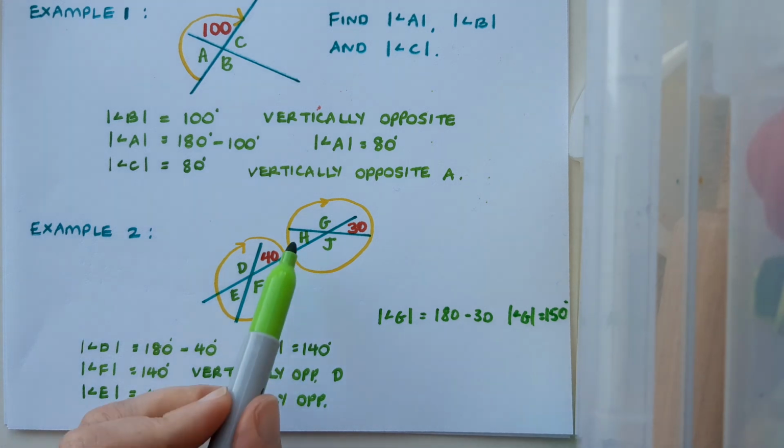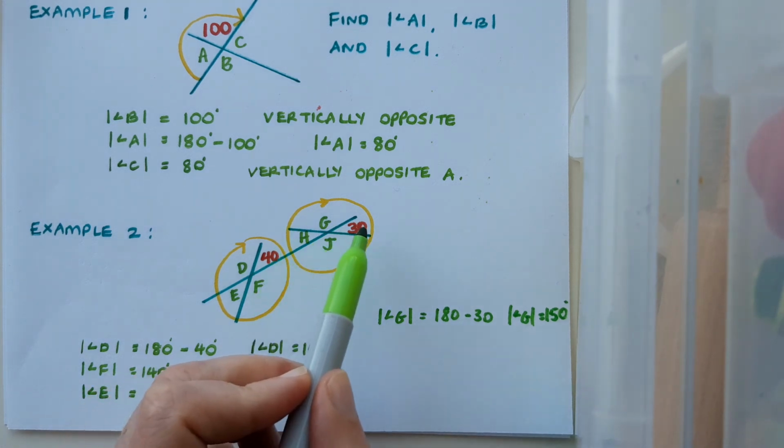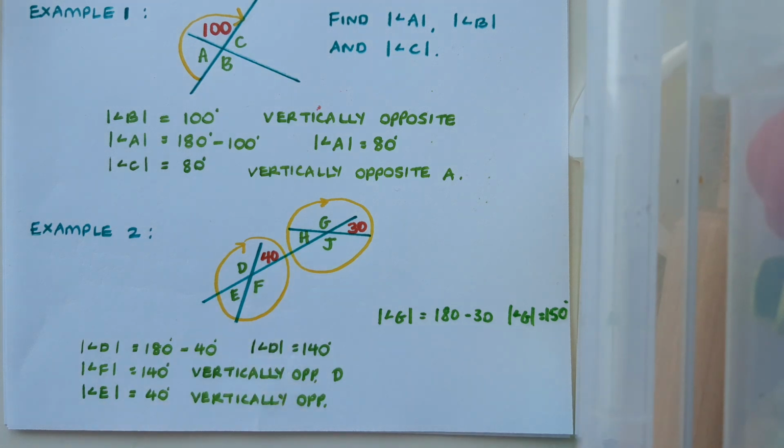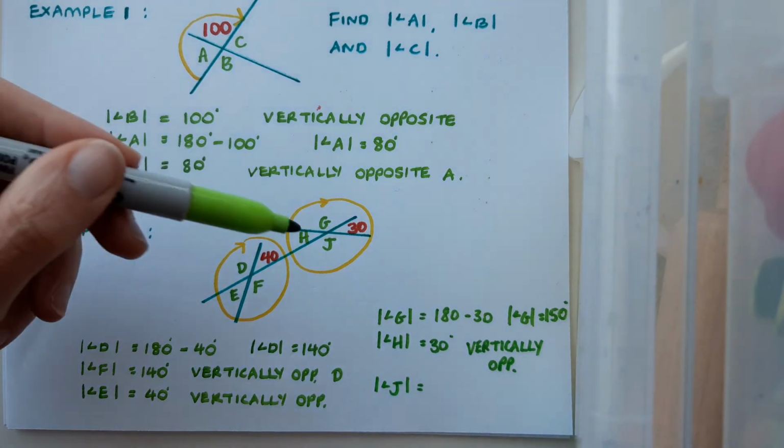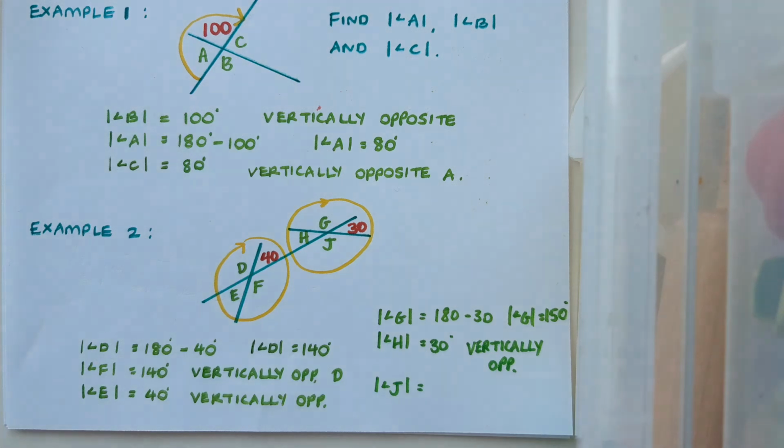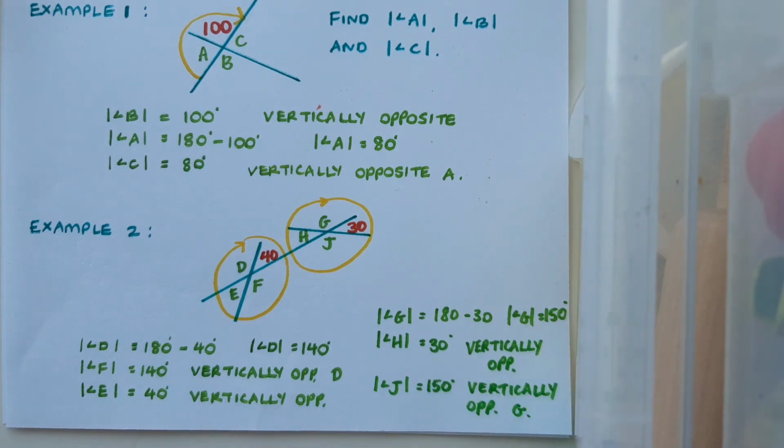Next, I'm going to find H. Notice that H is straight across from 30. They're vertically opposite, so H is also equal to 30. Again, because I didn't have a calculation, it's a good idea to insert a reason if possible. And finally, I have to find J. Well, the angle J is directly across from the angle G, and so they're vertically opposite and they must be the same size. We've already calculated G. G is 150 degrees, so J must be the same. So J is 150, the reason being that it's vertically opposite from G.